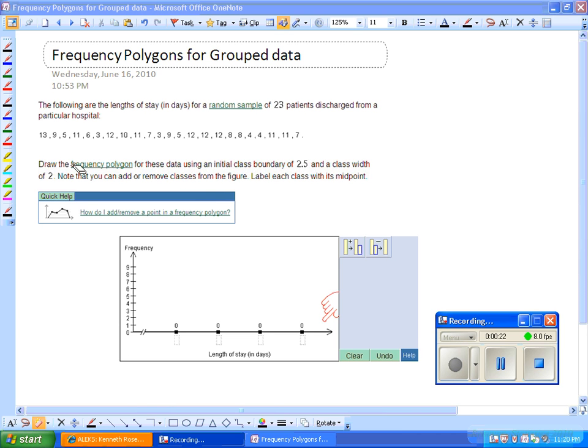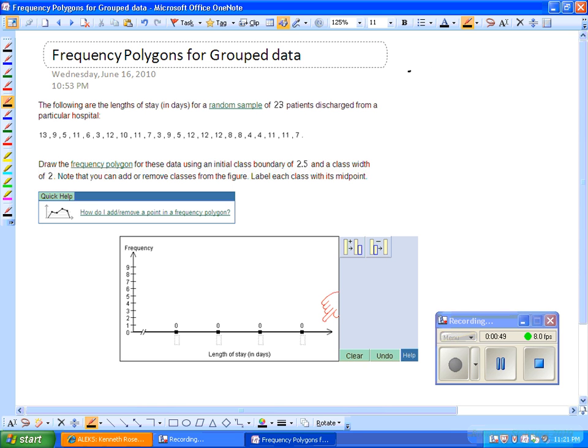They say draw the frequency polygon for these data using an initial class boundary of 2.5 and a class width of 2. So our initial class boundary is 2.5. Now a lot of students make the mistake of taking 2.5 and initially writing it down there. They put a 2.5 and then because it says a class width of 2, they put a 4.5, a 6.5, a 8.5, but that's wrong.